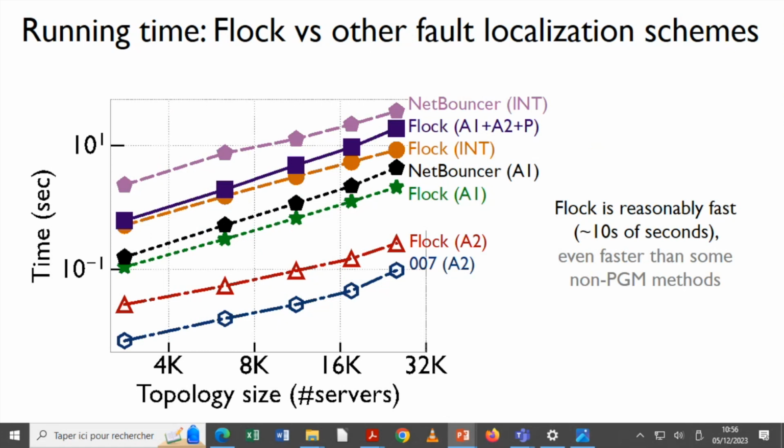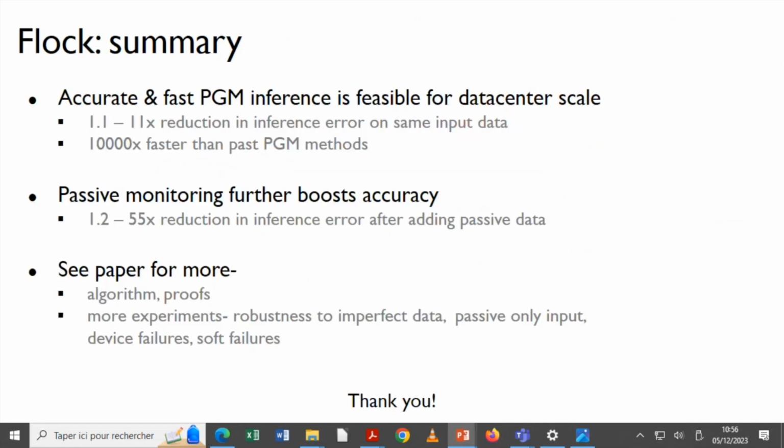So how does Flock compare to other data center fault localization schemes? Flock is reasonably fast. It takes about tens of seconds for a reasonably sized data center, which is not so bad. In fact, it's even faster than some of the non-PGM methods, which were trying to avoid the runtime issue with PGMs. All right, so I'll conclude here.